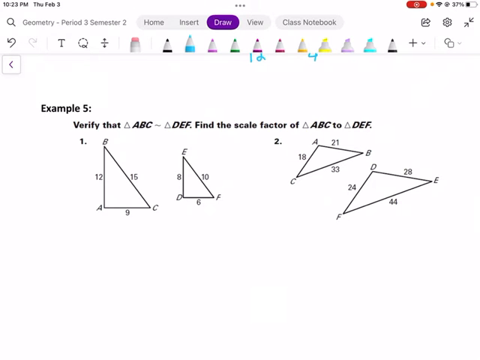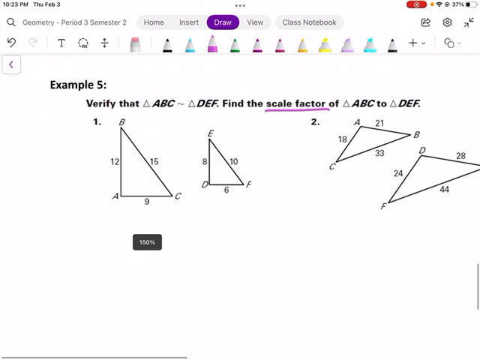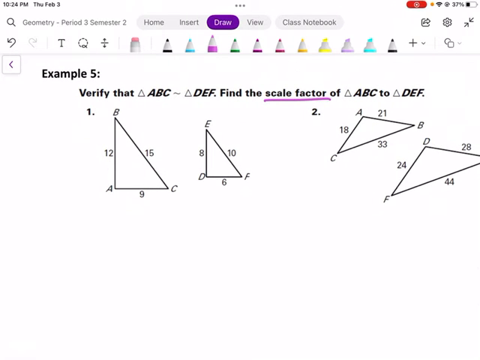We just have 2 more examples to do, and for this one we're going to verify that triangle ABC is similar to triangle DEF. Then we're going to find the scale factor, and we'll go over that after we determine if they're similar. This one we're given all 3 sides, so I'm going to circle my smallest and put a square around my largest side. That way I know which ones go together.